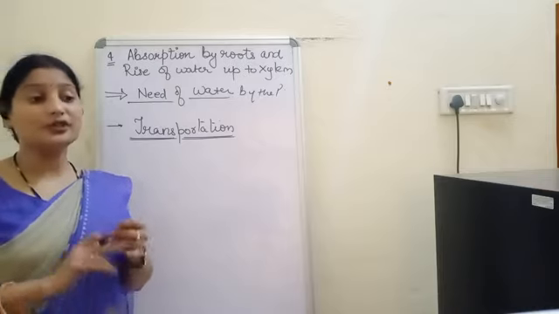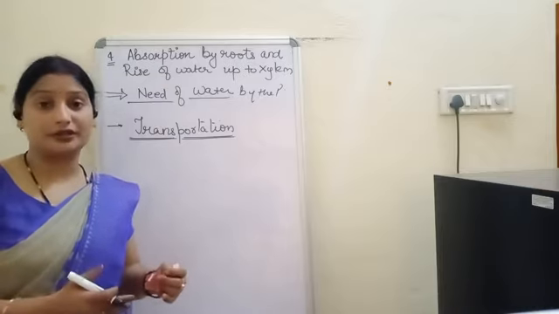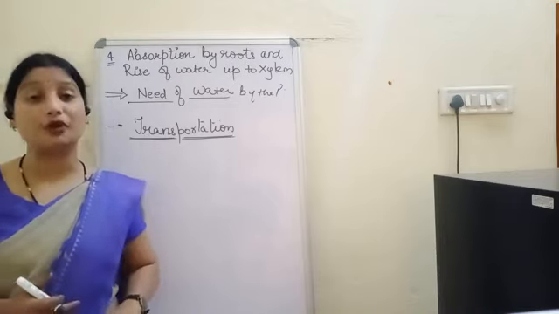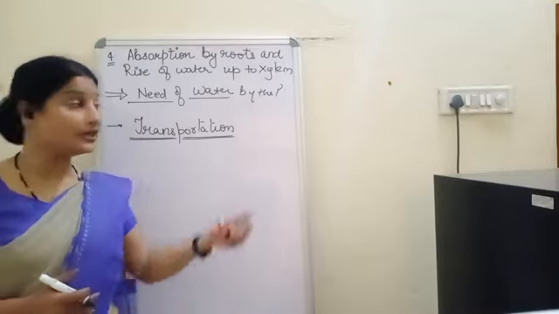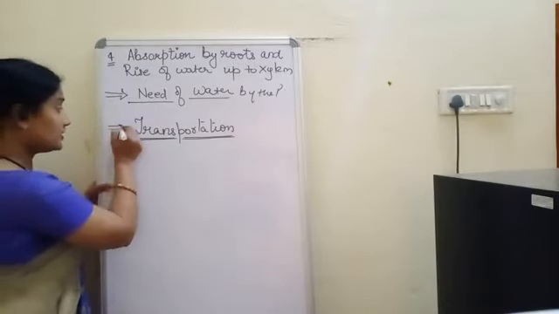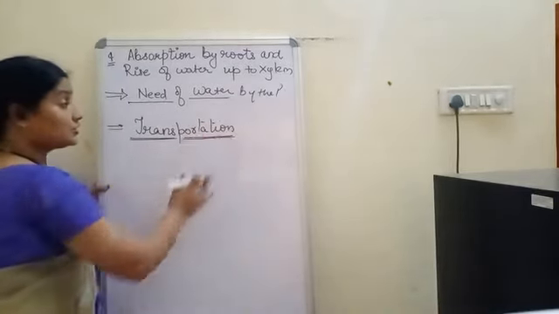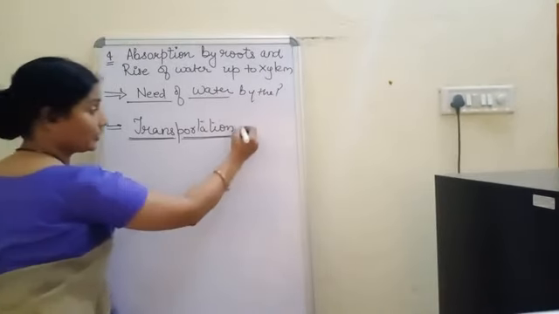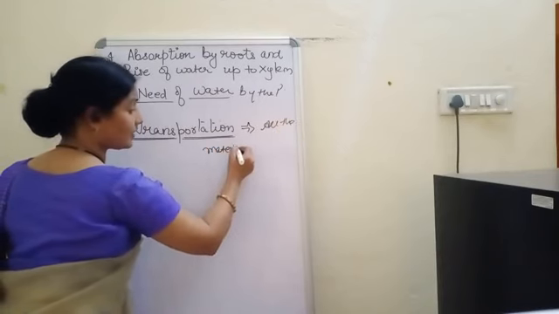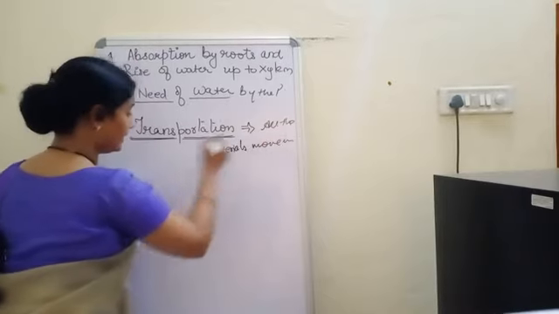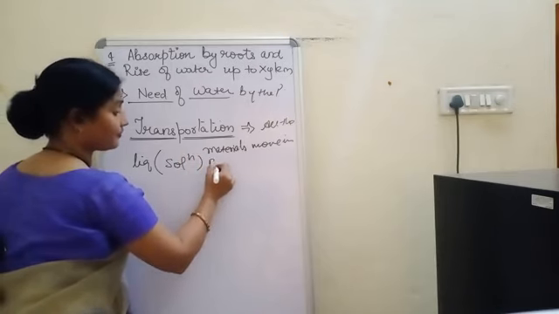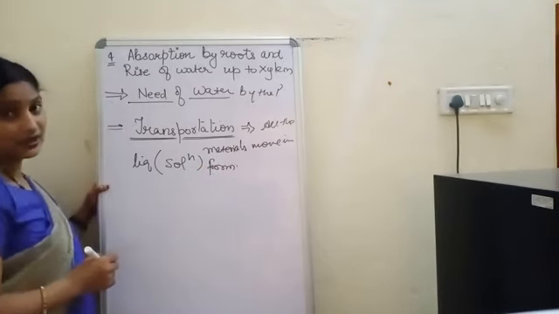Okay. Now for the transportation, we need water because all the things in the plant are transported in solution form. And if the things are transported in the solution form, then we need water for the transportation. So this is the first point: for the process of transportation, we need water. Why? Because all the materials move in liquid, that is in the solution form. And that's why we need water for transportation.